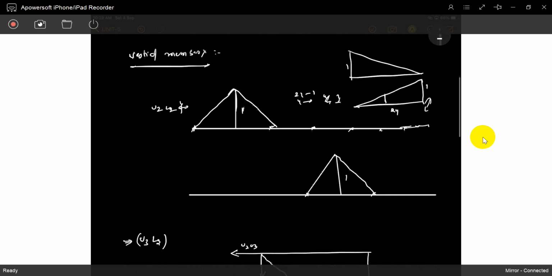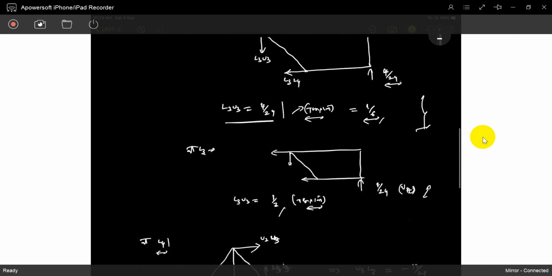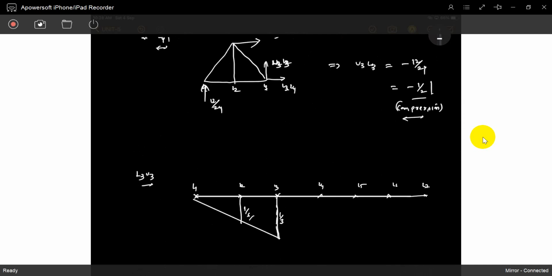VB we already know; VB is very simple. For 24 it's 1, increasing. For 8 length, it is 8 by 24, which is 1 by 3. The same value we got. That's it. From L4 to L7 it is equal to VA. What is VA? VA is a 0 increasing.